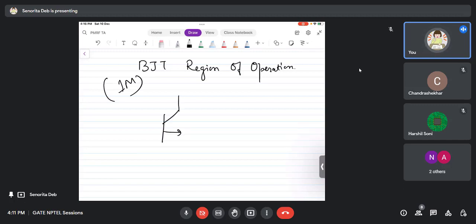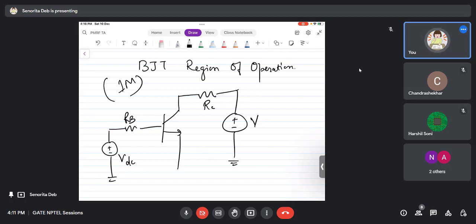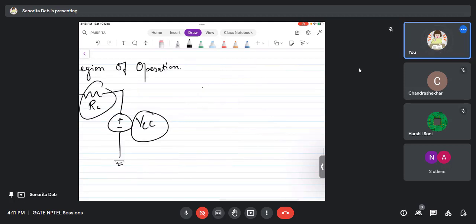You will be given a normal circuit, which will be biased with a DC source, and there will be some collector resistance and a voltage source, a power supply connected here, and now they will ask you to find the region of operation. So depending upon these design parameter values, you have to find out VBE and VCB. VBE has to be positive and greater than 0.6 volts, right? And VCB has to be positive for the collector junction to be reverse biased, and therefore it is in the active region.